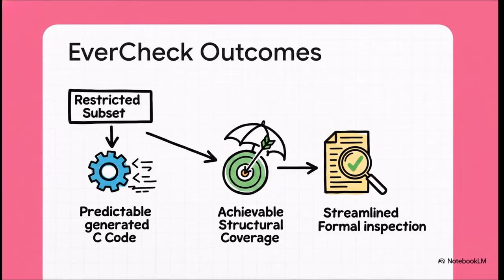Your code generation produces highly predictable C code. Your structural coverage suddenly becomes completely achievable without jumping through massive hoops. And your formal inspections are totally streamlined because there is simply less ambiguity to argue about in the room. The model isn't just functionally correct, it is built in the exact structural style that ISO 26262 expects.